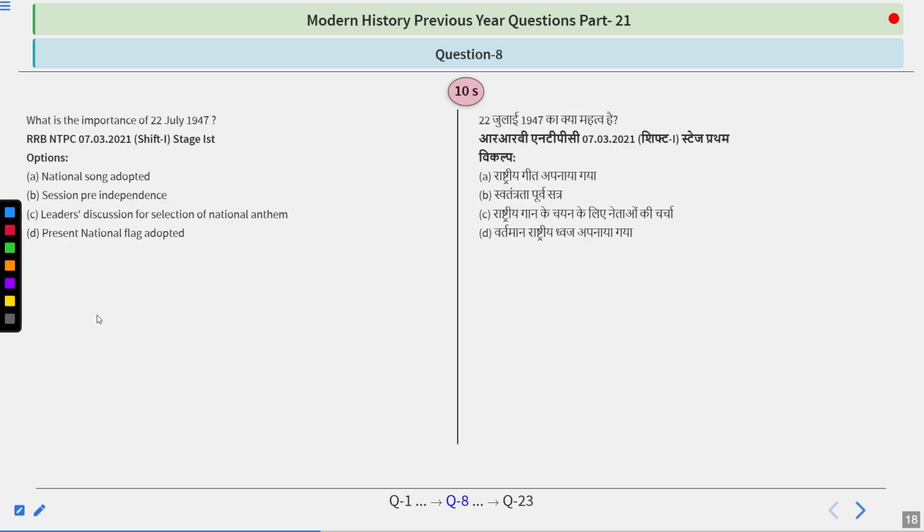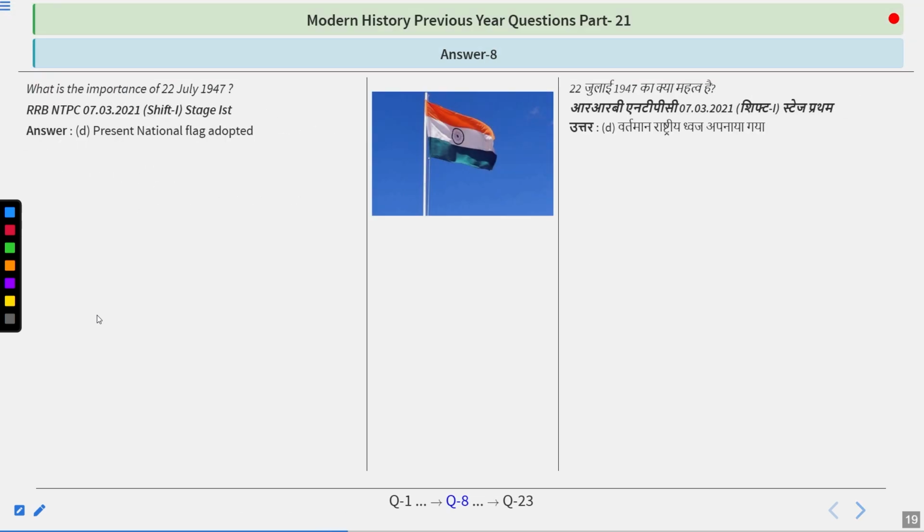What is the importance of 22nd July 1947? Very important and moderate question this is. So think about the options: National song adopted, session pre-independence, leaders discussion for selection of national anthem, or present national flag adopted. So think about it. And I guess the answer you are looking for is quite right, because the answer is present national flag adopted.